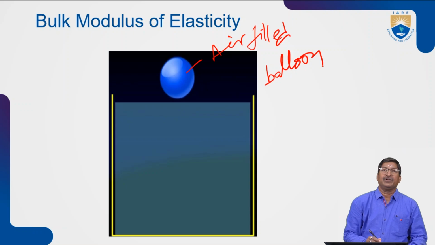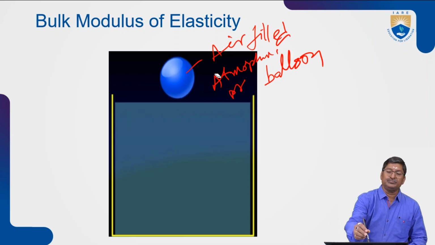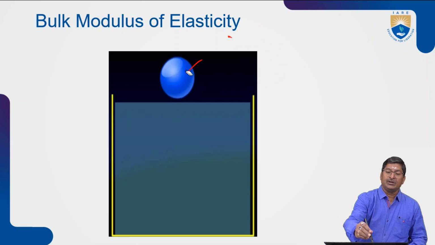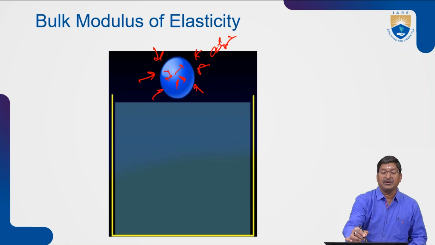Okay, air-filled balloon. So here, what is the atmospheric pressure? So here total atmospheric pressure. Inside of the bubble also some pressure will be there. Outside external pressure also will be here. So it is nothing but the air. Air means here nothing but atmospheric pressure.